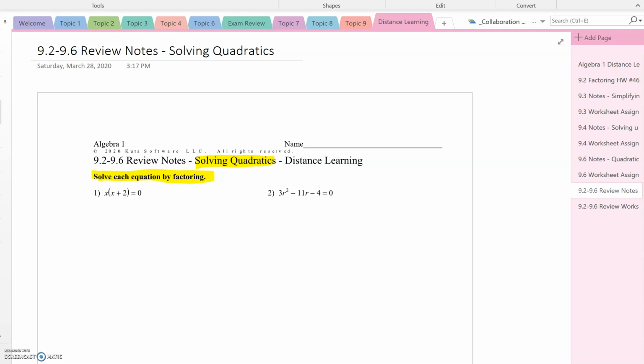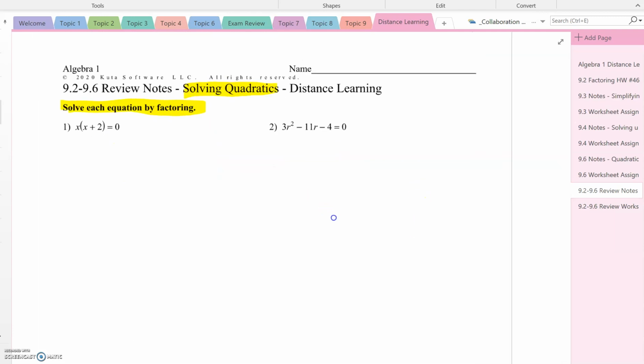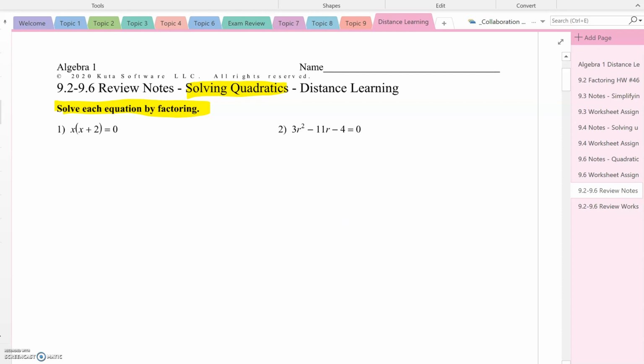Okay, so in problem number 1, this is 9.2, solving an equation by factoring. In number 1, you'll notice that it was already factored, right? When we have parentheses, then we know that they already factored it. So this is in factored form. If you recall when we were learning how to factor, once we factor our quadratic, then we say, well, if 2 things multiply together and equal 0, that means one of those things must be 0. So we set both factors equal to 0.